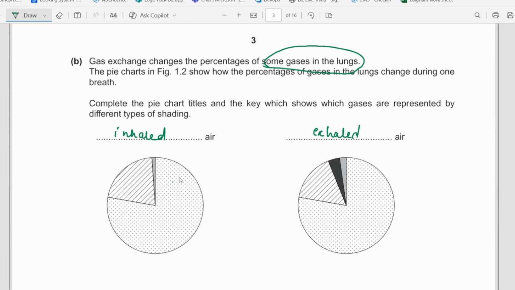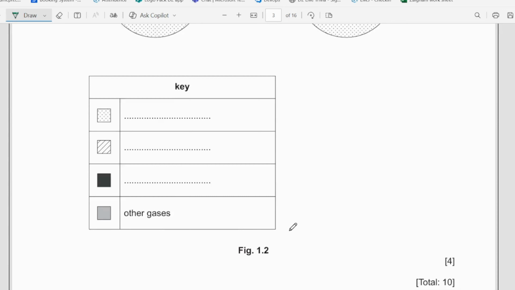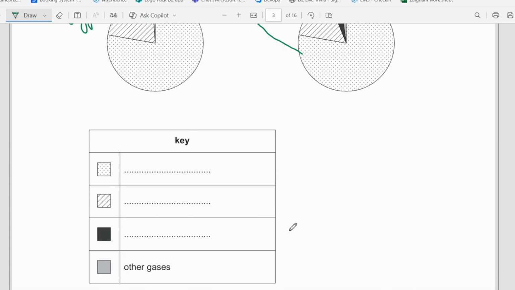This dotted one is nitrogen. This one is oxygen. And this would be carbon dioxide. They have given other gases, so we have to write here: nitrogen, oxygen, and carbon dioxide. This one is carbon dioxide. Okay, next one.